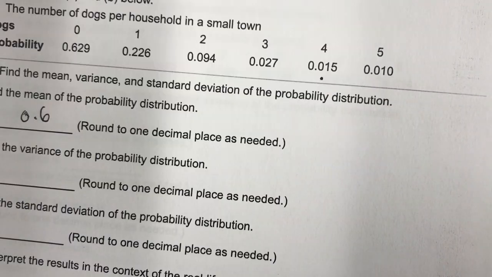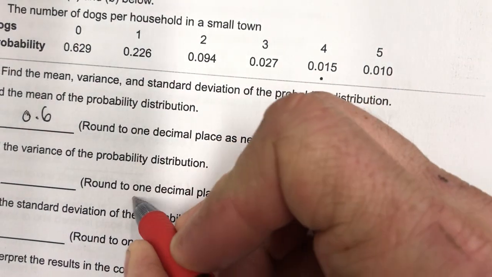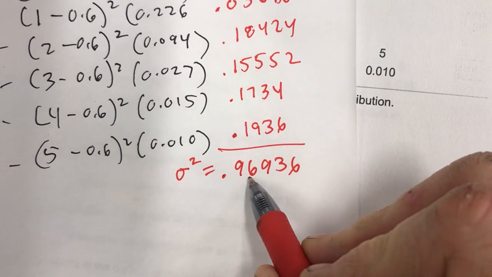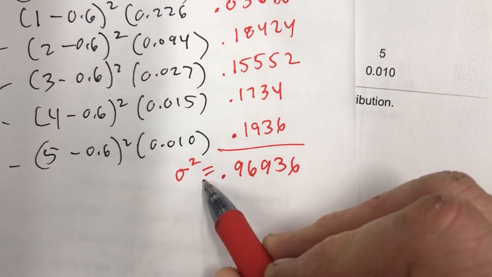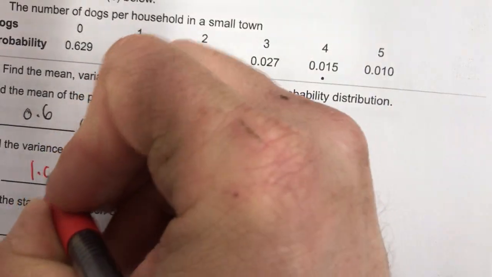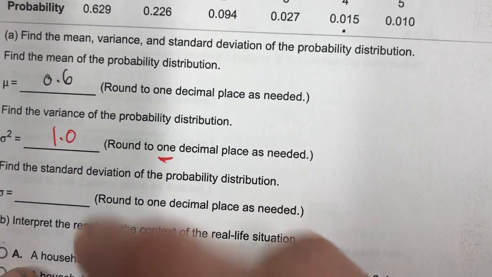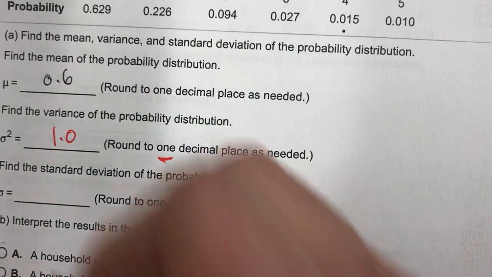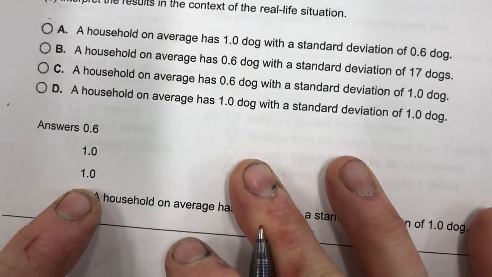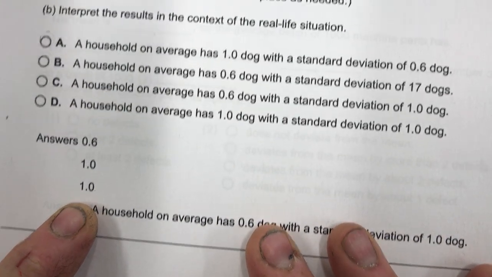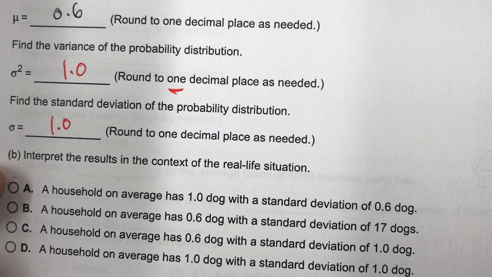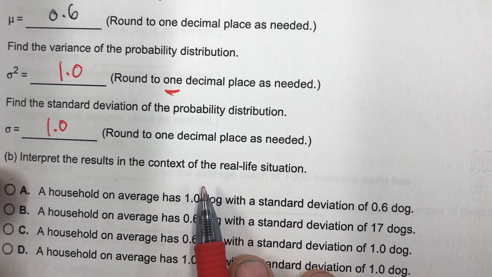Okay, now it says round to 1 decimal place. So if I round this to 1 decimal place, this 6 will make the 9 go up to 10, which is 1.0. Okay, which is right. See, we got that right. And now I do the square root of that answer, which I'm going to get 1.0 also. So there you go. There's my standard deviation.